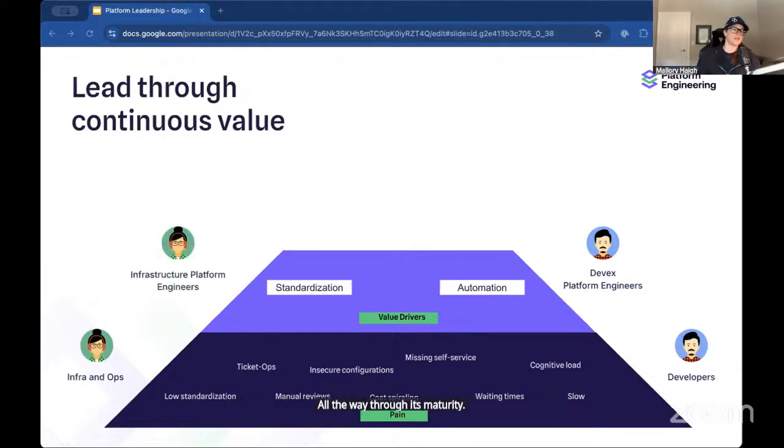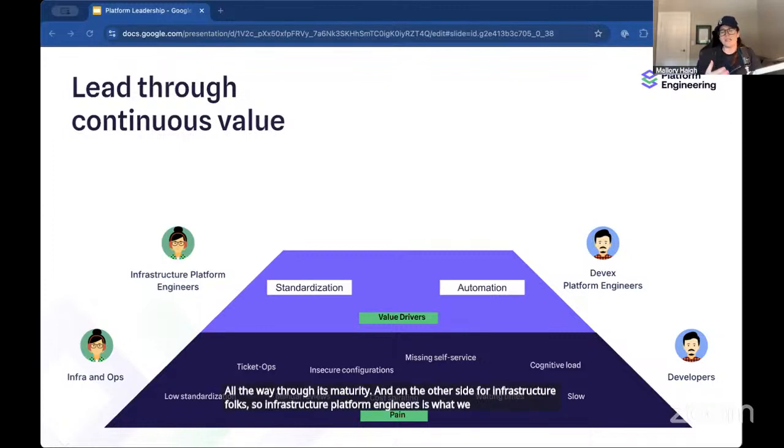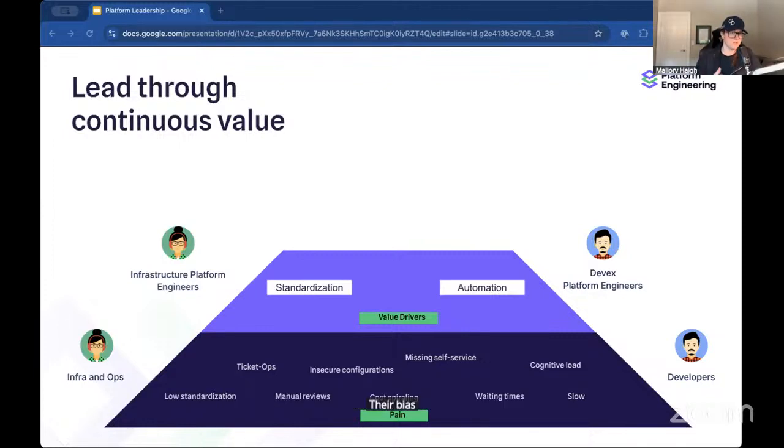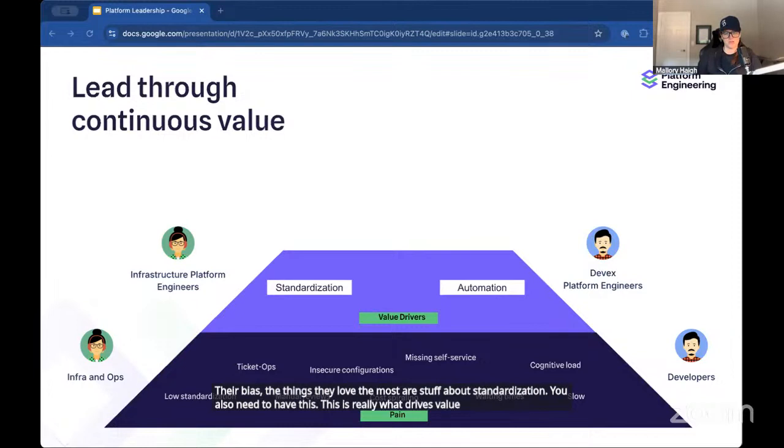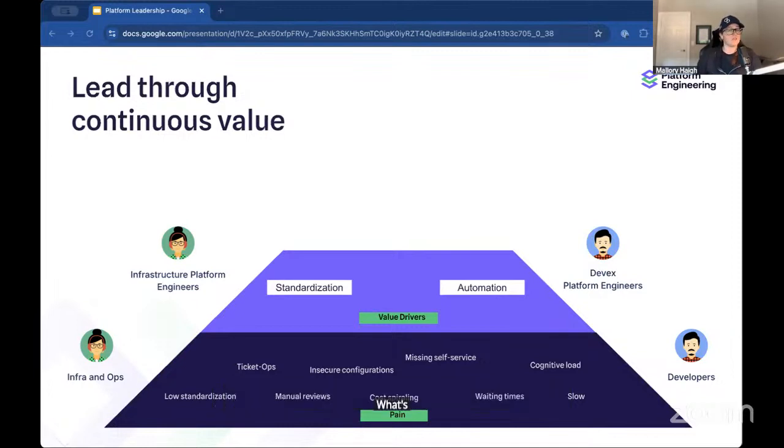And on the other side, for infrastructure folks, so infrastructure platform engineers is what we like to call them, their bias, the things they love the most, are stuff about standardization. You also need to have this. This is really what drives value inside of platform engineering. What's critically important is that you need both.